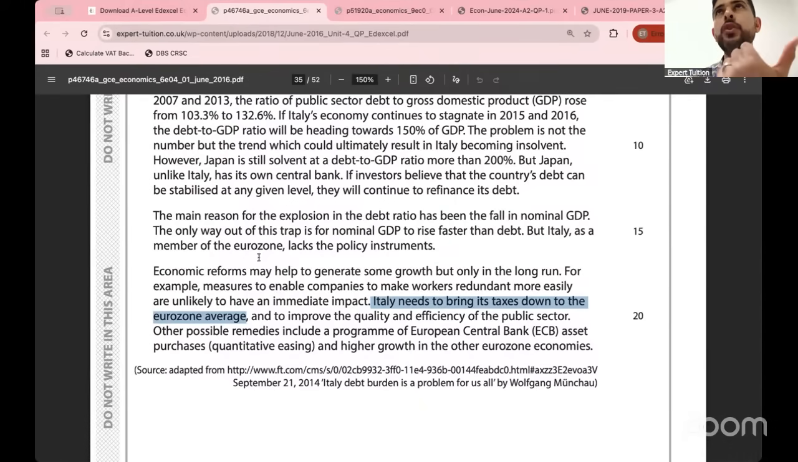You could talk about how they could reduce their tax rates. If they reduce their tax rates, do you guys agree that that means that Italians have more disposable income? Yeah. Gianluigi is happy now. He's got money. He spends his money. Consumption goes up. AD shifts out.